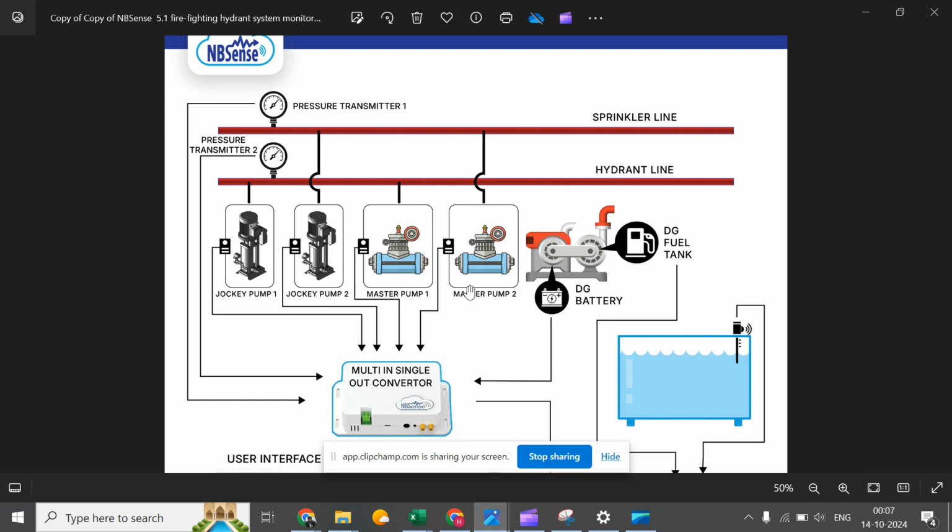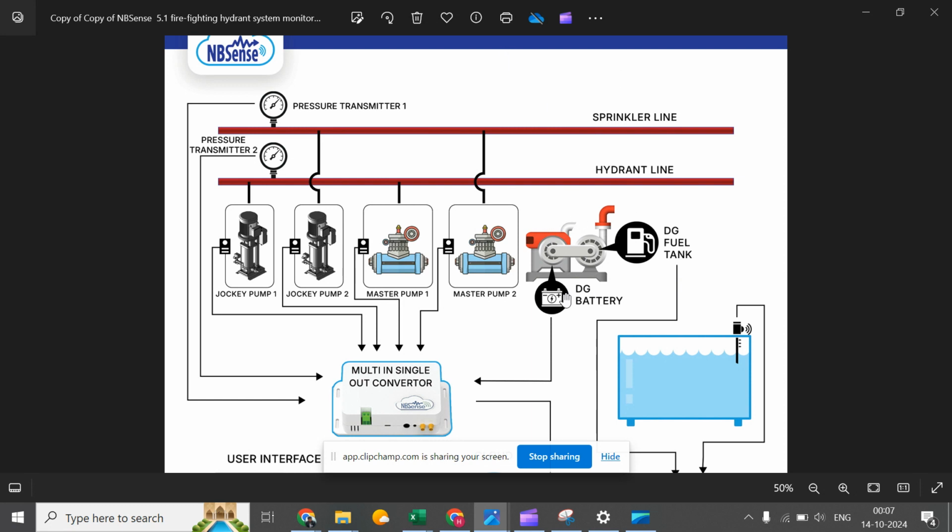In case of a power failure during a fire incident, there is another pump called the diesel pump. If all this logic fails, meaning the jockey pump is not functional and the master pump is not operating, and there is a fire or pressure drop, the auto system automatically detects the emergency and gives a command to the diesel pump, which comes on duty and fulfills the pressure in the entire system, both hydrant and sprinkler line.